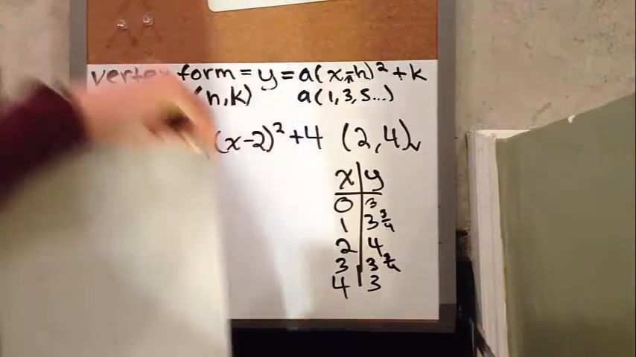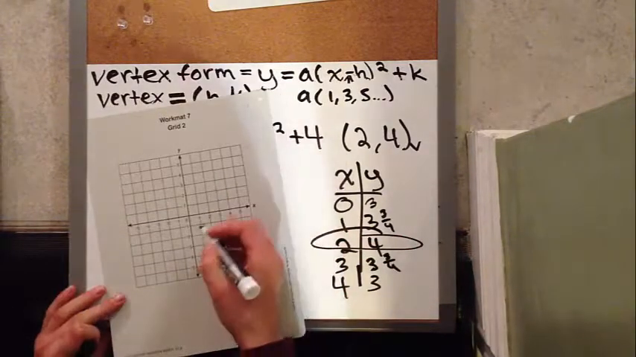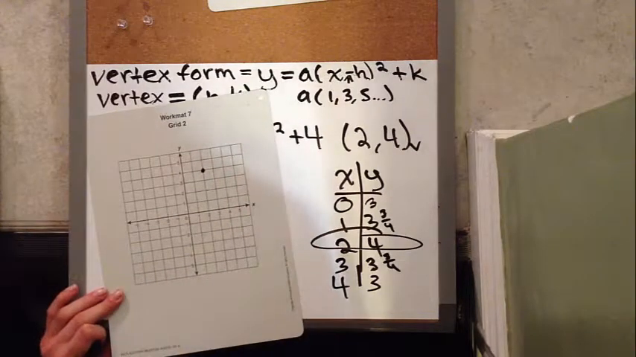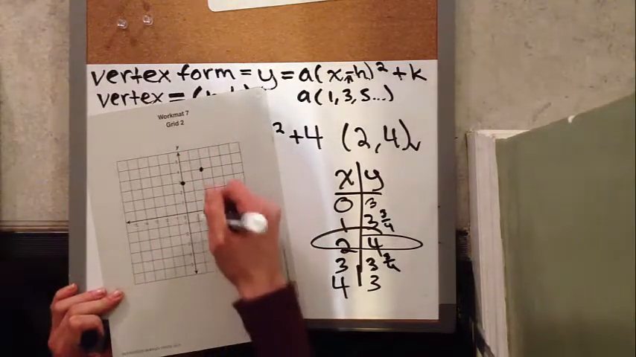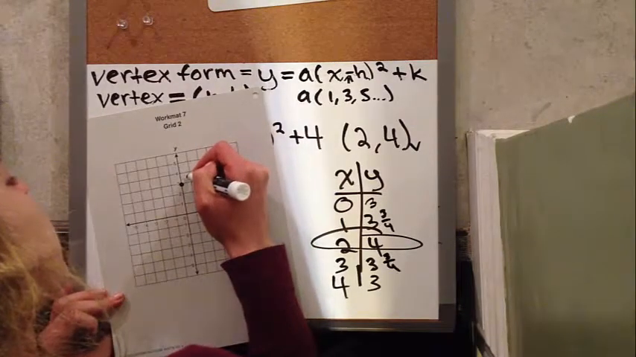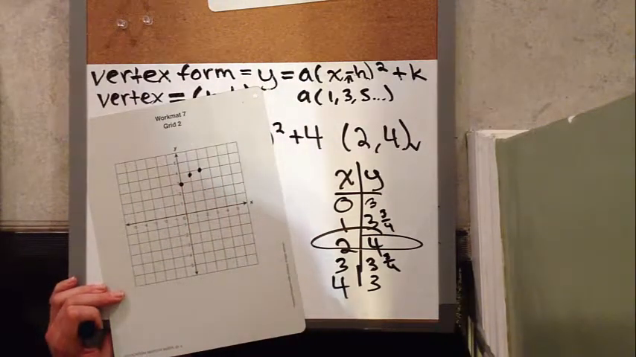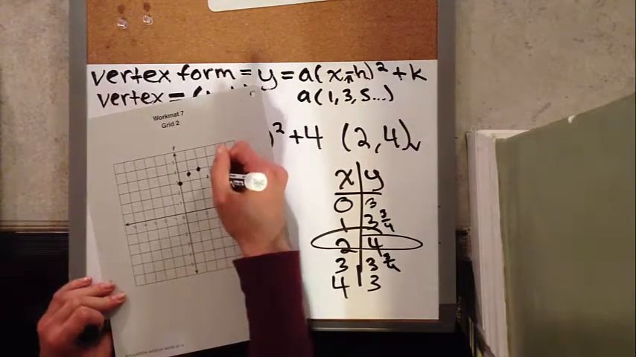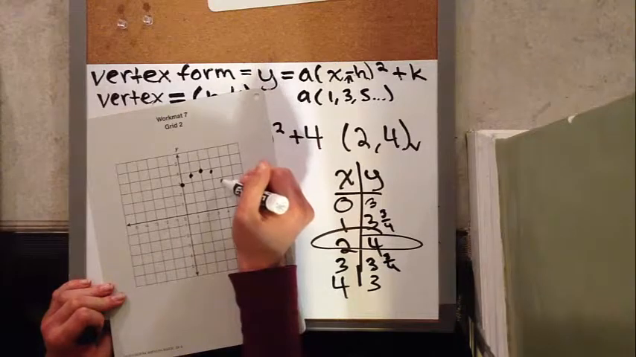And now we can plug it in. So first we graph our vertex, which is (2, 4). Now we have our first point, (1, 3 3/4). So it's about here, I guess, somewhere. Now we have our next point, (3, 3 3/4). And the last point, (4, 3).